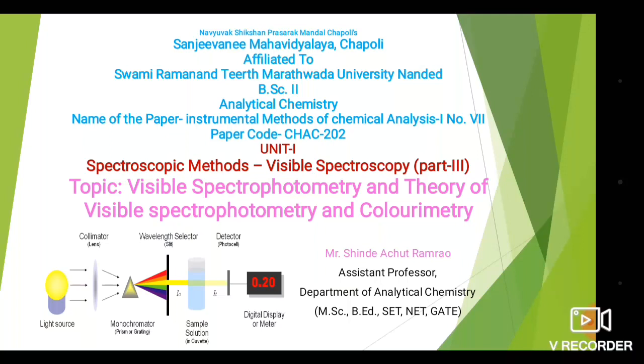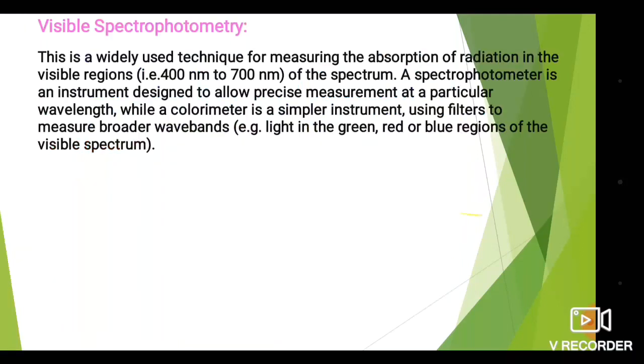In the last lecture, we have seen the interaction of electromagnetic radiation with matter, that is the absorption process, emission process and fluorescence process. In this lecture we are going to learn about visible spectrophotometry, the theory of visible spectrophotometry and colorimetry. So let's begin with this topic.